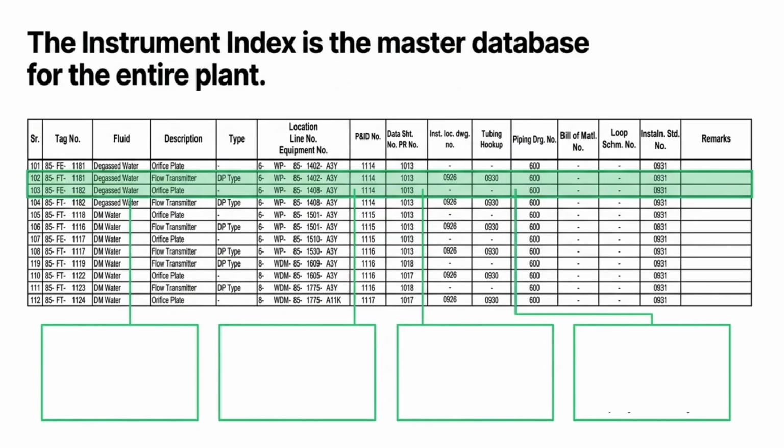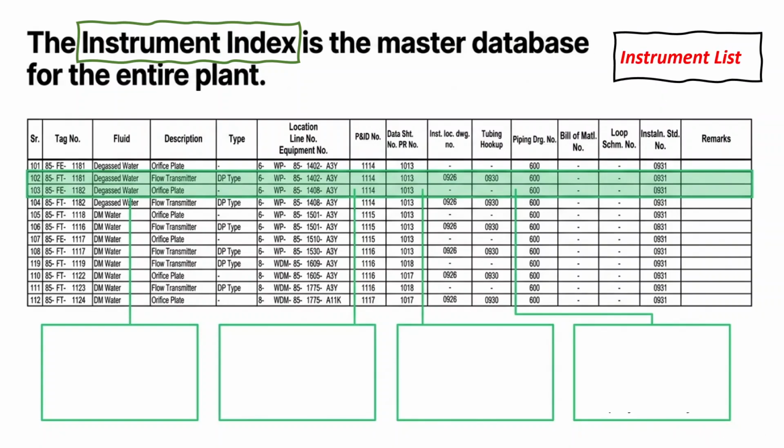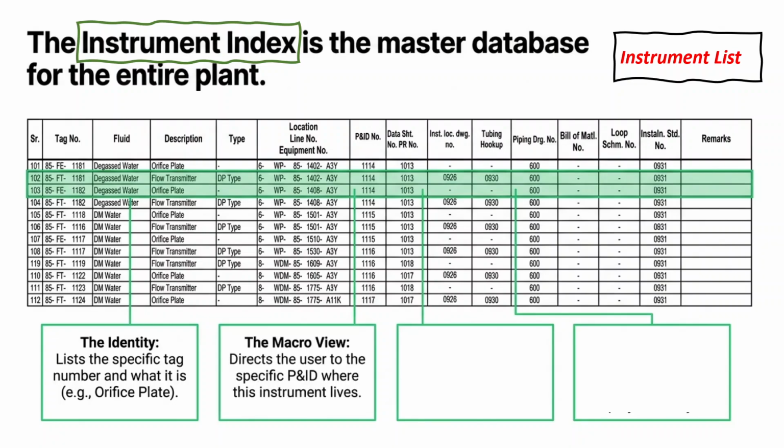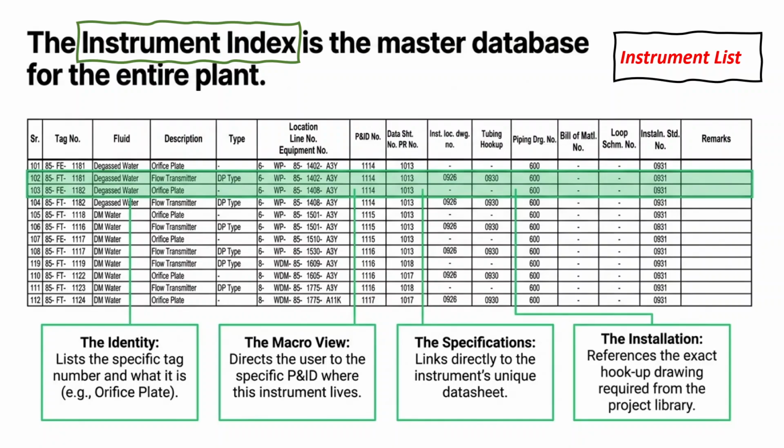And now, the last document in this lesson, and in some ways the backbone of the entire instrumentation package, is the instrument index, also called the instrument list. The instrument index is exactly what it sounds like: a master list of every single instrument in the plant, organized loop by loop. For each instrument, it records the tag number, the service description, the P&ID reference, the loop drawing number, the datasheet number, the hookup drawing reference, and installation standards. It is essentially the instrument engineer's master database.